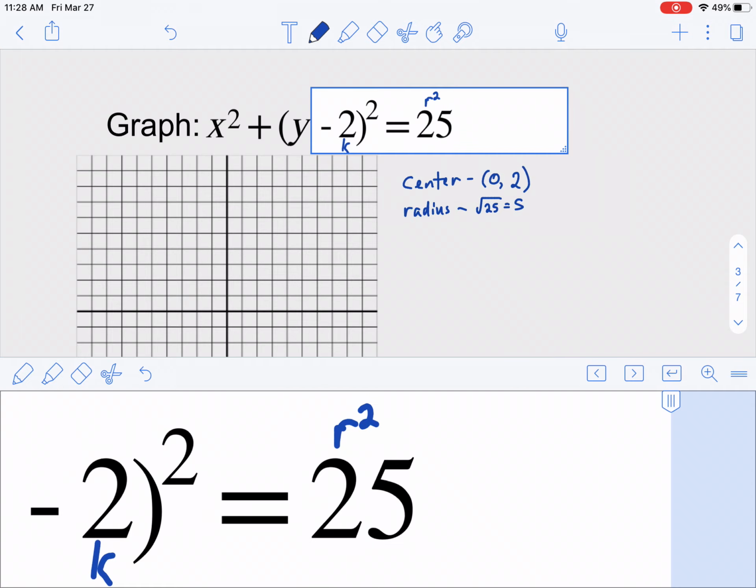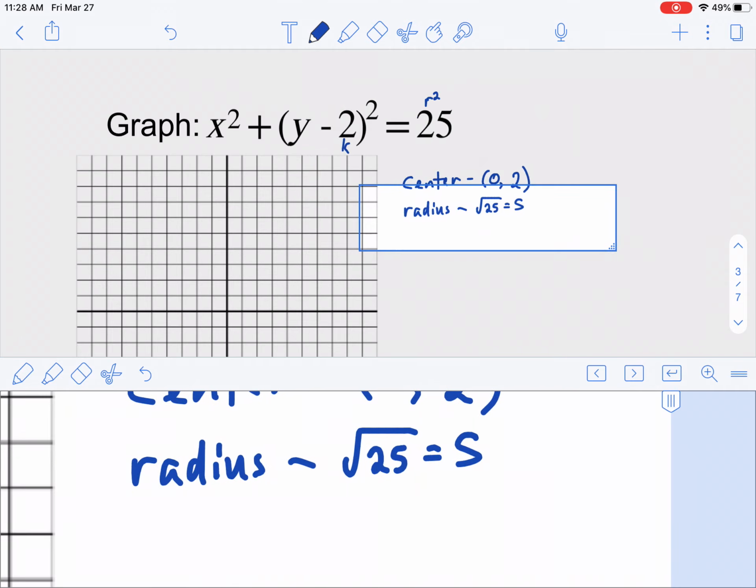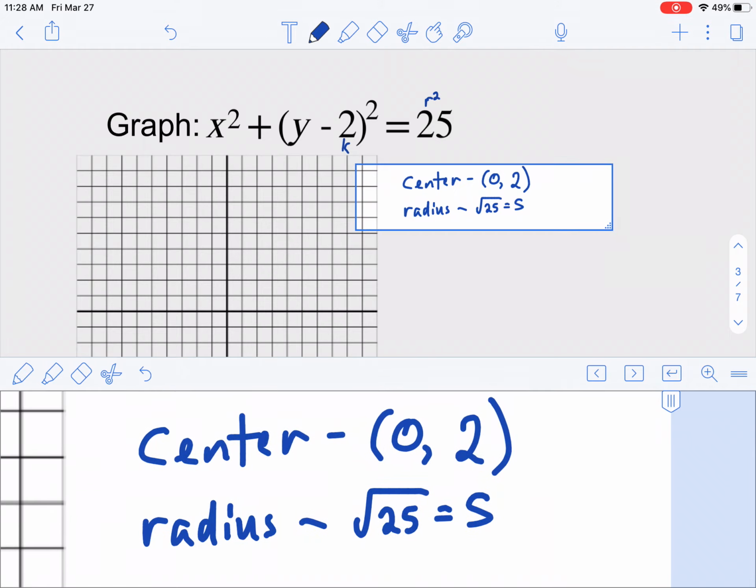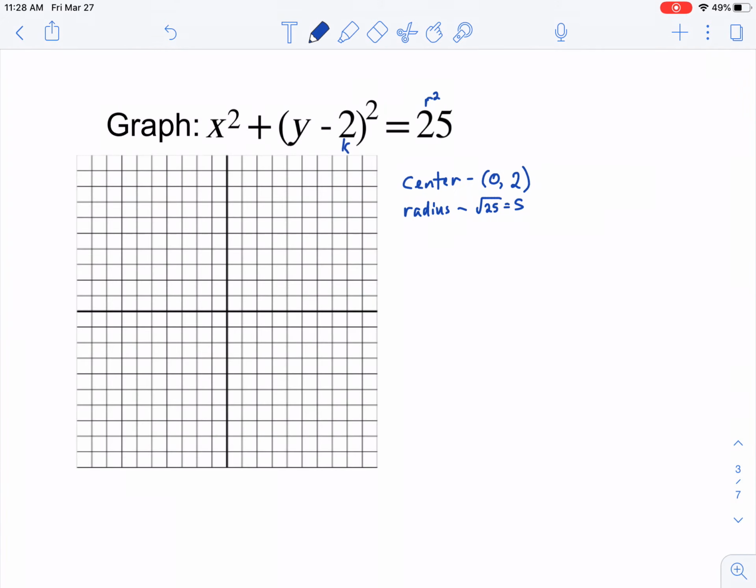And then the radius is going to be the square root of 25, right? Because this is r squared. And so the radius is 5. So my center is at (0, 2). My radius is going to be 5. So I go up here to (0, 2) and plot a point. Radius of 5, so I go to the right 5. 1, 2, 3, 4, 5. That's where my circle is going to be.